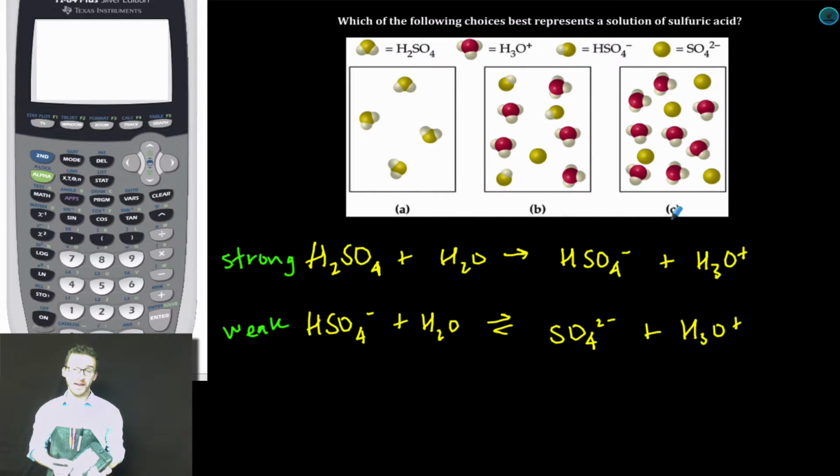So as I look at my answer choices and as I look at my key, I should have no H2SO4. I should definitely have some HSO4- and hydronium ion. And I should also have a little bit of sulfate ion, or SO4 2-. Not as much as the HSO4- because the HSO4- is a weak acid and will not completely ionize. The image that best represents that is option B.